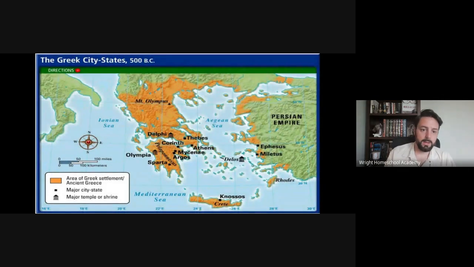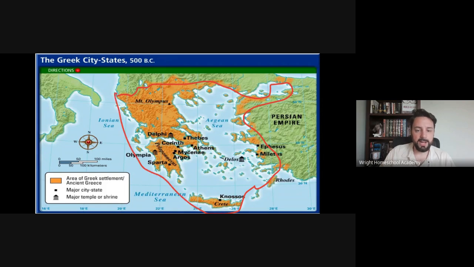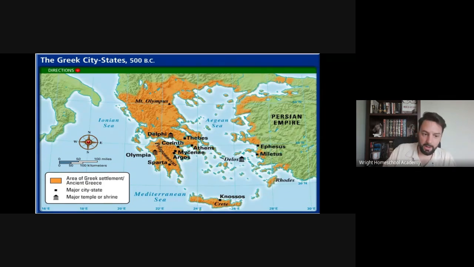Okay. Now we're looking at the Greek city-states circa 500 BC or BCE. You'll notice that all of this is colored in orange again, but again, do not be deceived. We are not looking at one united country. What we are looking at, according to the legend here, is just areas where Greek people settled, right? So there are Greek-speaking, Greek-cultured, ethnically Greek people living in these areas, but they're not all united under one central government like they are today.